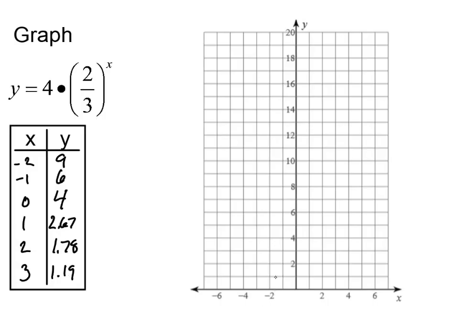Let's plot these. -2 goes up to 9, -1, 6. 0, 4, 1, 2.6, it's close to 2.5, so approximately there. 2, 1.7, a little bit higher than 1.5. And 3, 1.19. So this is the shape of my graph.